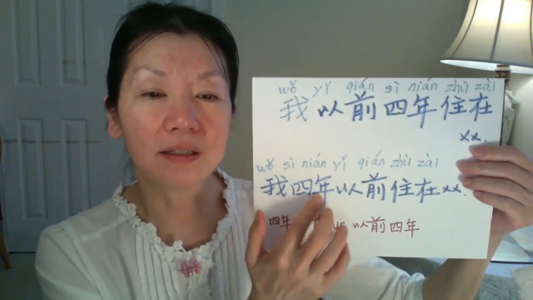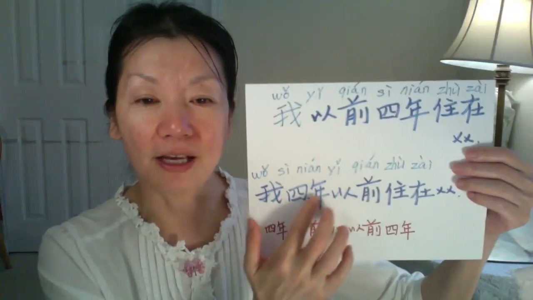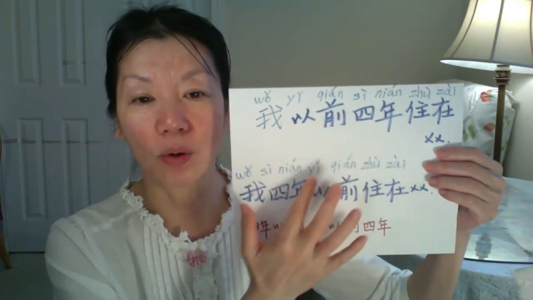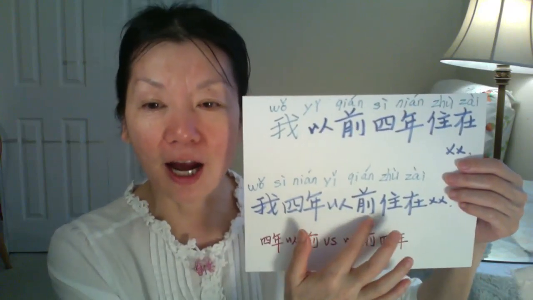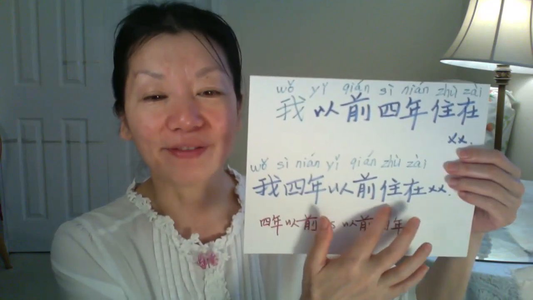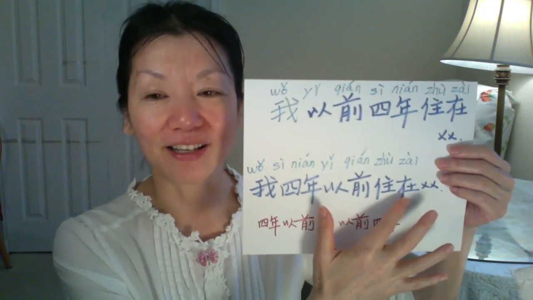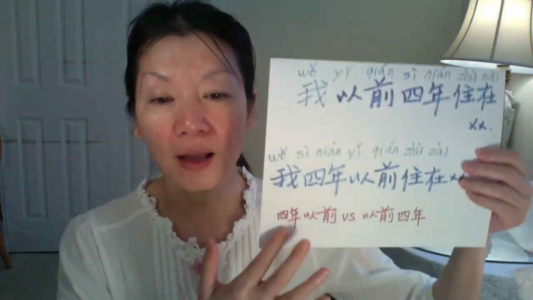四, 四年, 四年以前, together. 四年以前, 4 years ago. We don't say 以前四年. 我四年以前, then 住, live, 在, at New York or somewhere. Just say that, and that's it. 我四年以前住在纽约. 我四年以前住在, you can say New Jersey or Washington DC or California, or Colorado, or somewhere. Just a location.